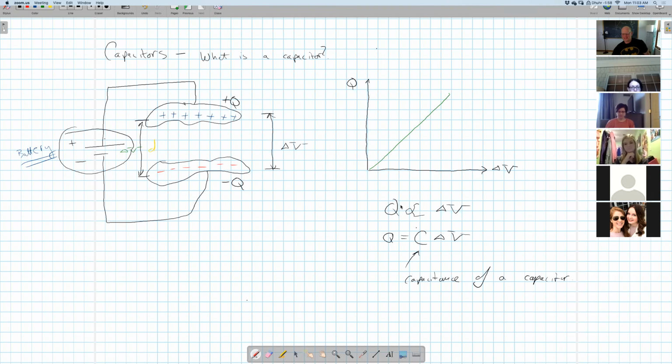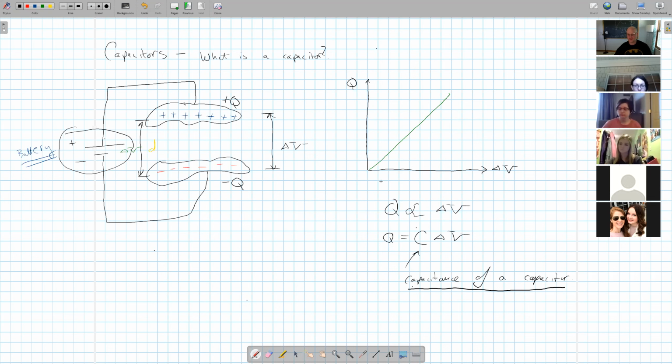So the capacitance of a capacitor basically has to do with how much this thing can actually take. The capacitance has to do with the charge, and it turns out that the capacitance has nothing to do with charge or potential. The capacitance is actually only dependent on geometry. So the slope of this line here, M, is what we call the capacitance of a capacitor, and it turns out this only depends on geometry.